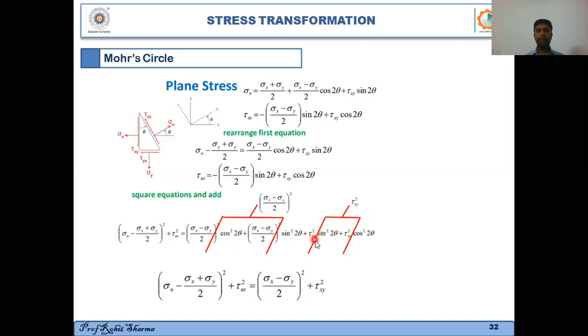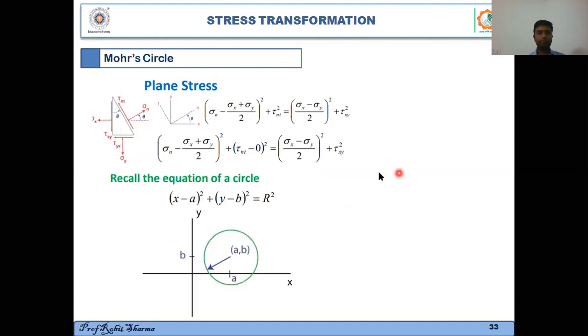And you can similarly take tau xy² common from this side, and what will remain inside will be sin² 2θ plus cos² 2θ, which is again equal to 1 according to the trigonometric identities. So the final equation which you get by rearranging is: (sigma n minus (sigma x plus sigma y)/2)² plus tau nt² is equal to what? ((sigma x minus sigma y)/2)² plus tau xy². So this is the final equation which we get after all the algebraic manipulation.